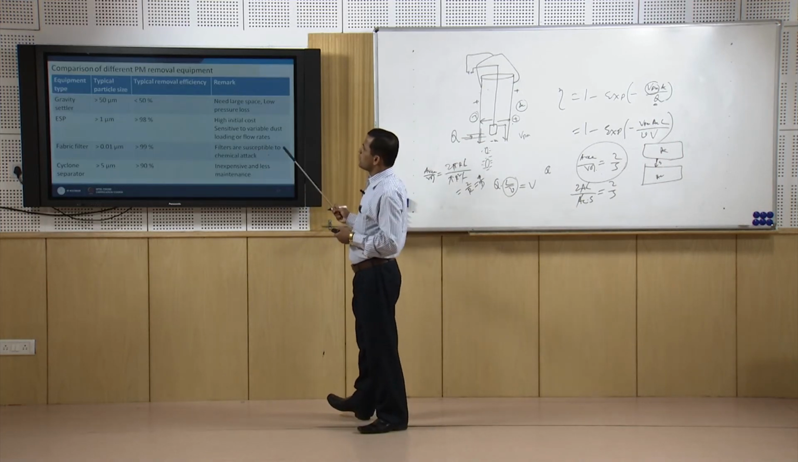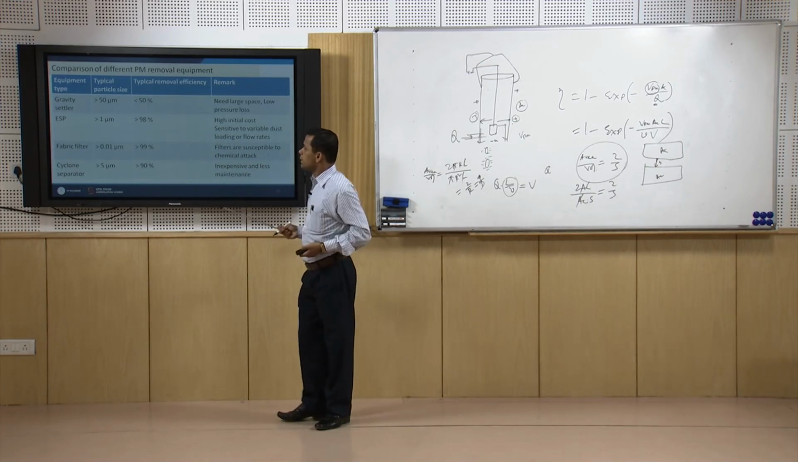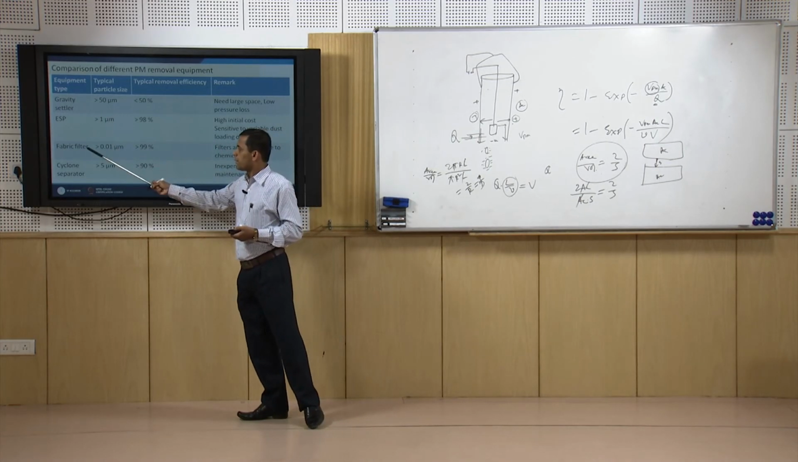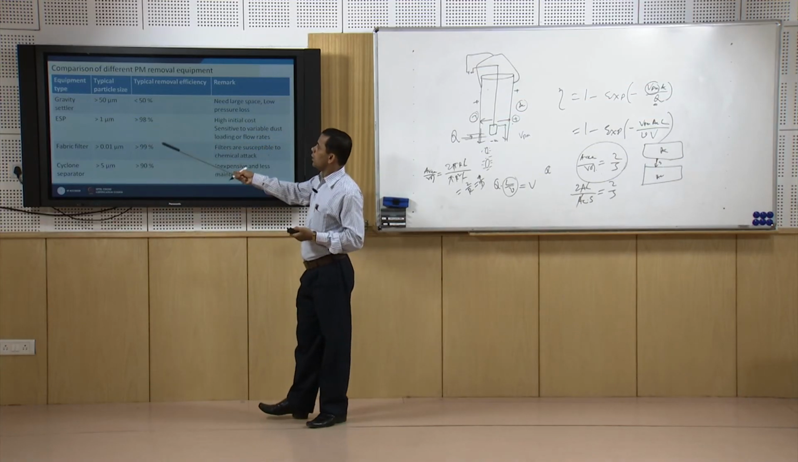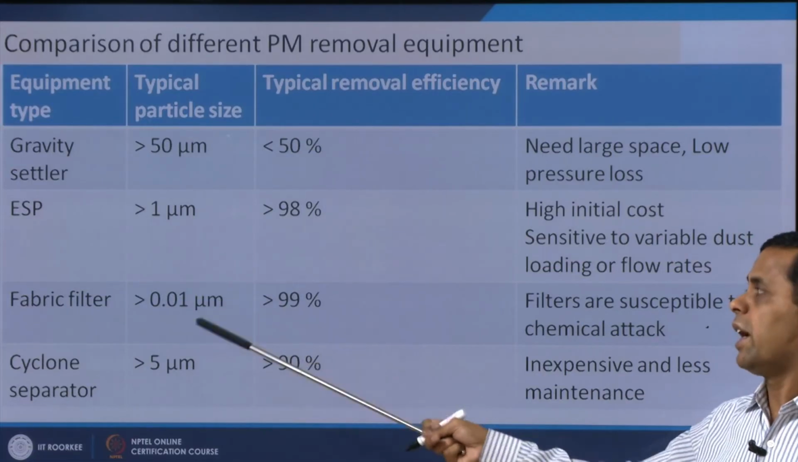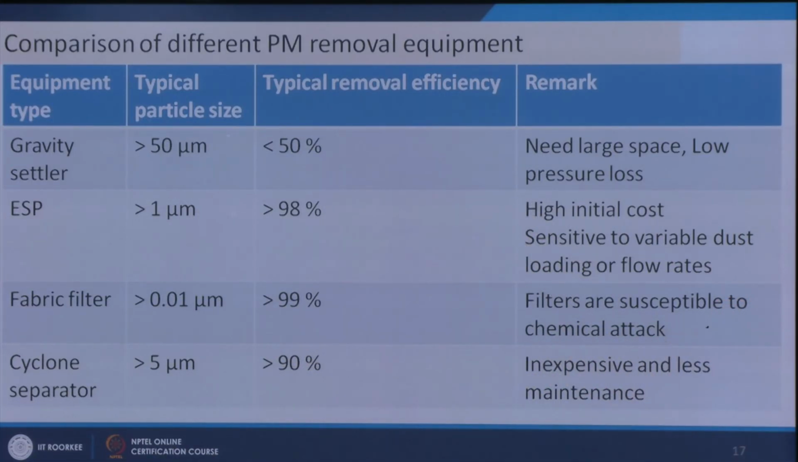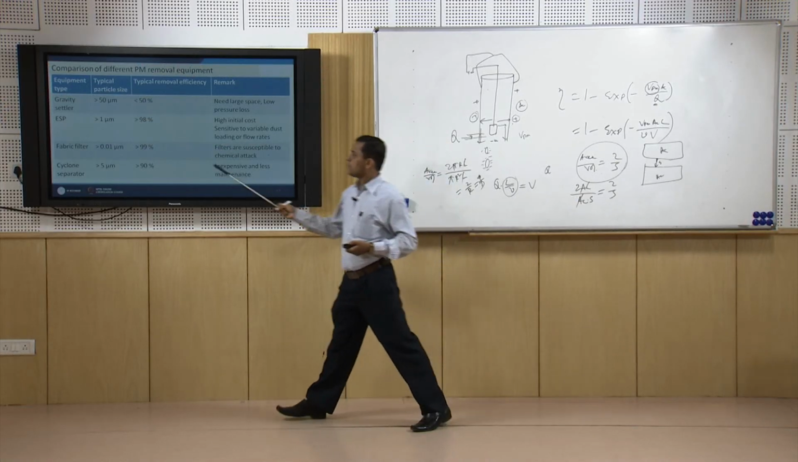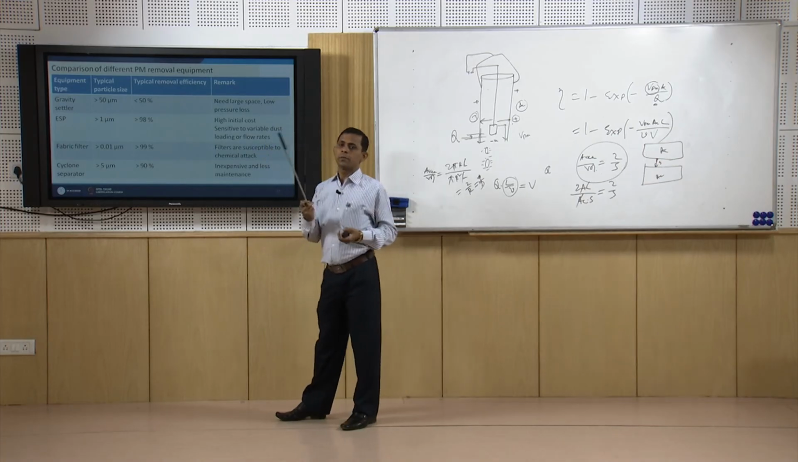Now, this slide gives us the comparison of the efficiency of different types of devices like gravity settler, ESP, fabric filter, cyclone separator, etc. We see the different typical particle size ranges which can be handled by these systems, and the removal efficiency is also different. From this it is very clear that fabric filters have the maximum efficiency and can remove very fine particles also.